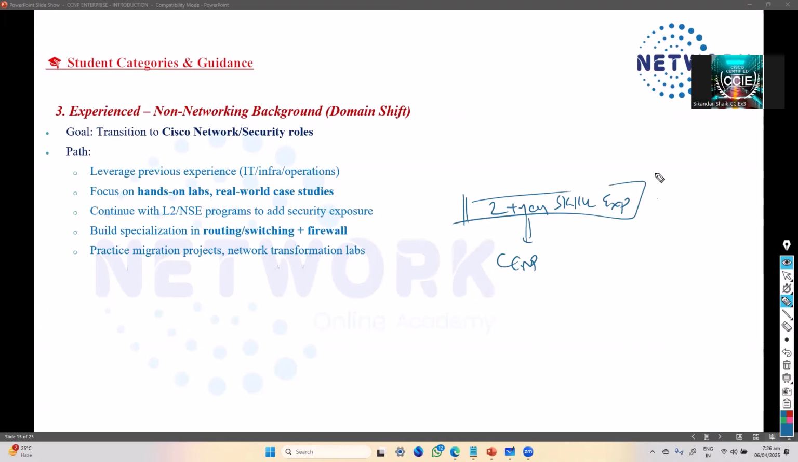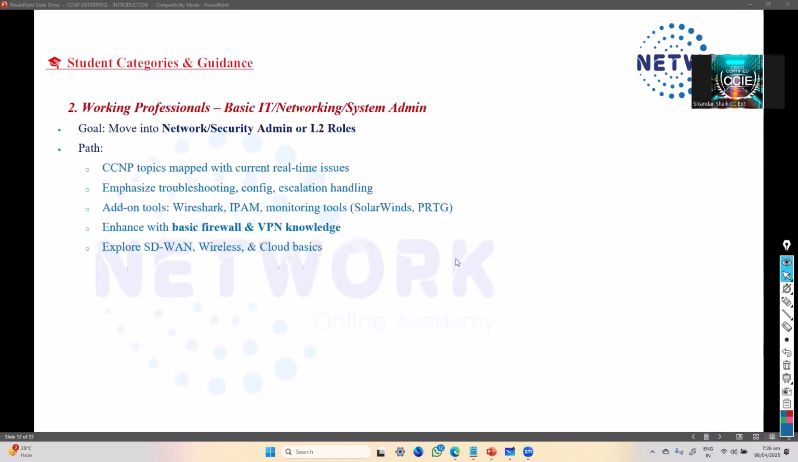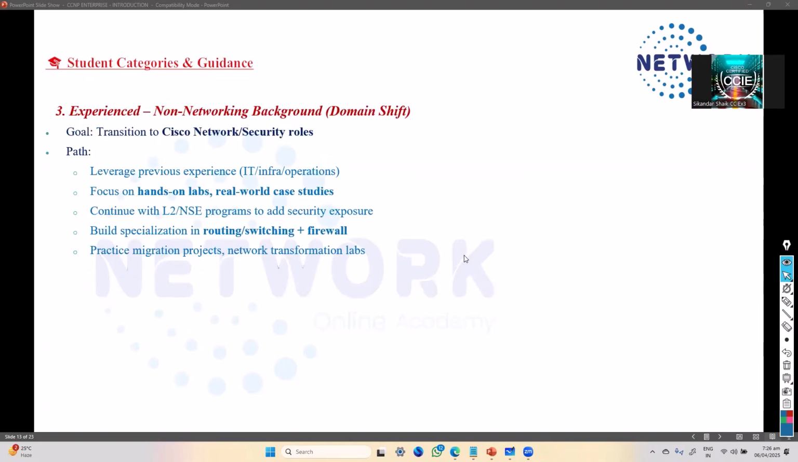And again, that's something I recommend. So for most of these roles, especially if you are moving from another domain, most likely you will need some added experience, like 2+ years. Then basically you need CCNP-level knowledge and skill set. And adding some firewall skills, those additional skill sets, will also be helpful. So these are the three different categories.